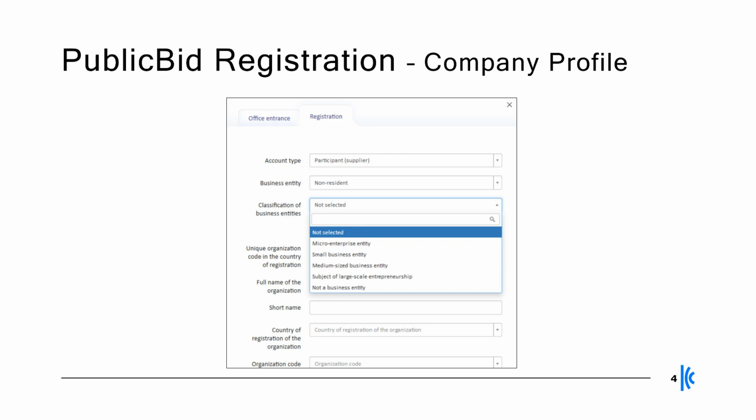The drop-down lists that you should use, assuming you are a non-Ukrainian company, are: account type, this will be supplier; business entity, you should choose non-resident; and classification of business, choose the description which best describes the size of your company. Going on to the next section.